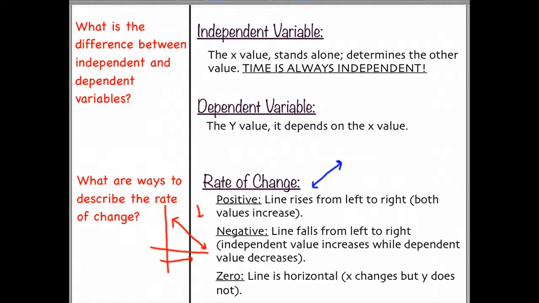Another thing we can find out is if our line is horizontal, it is 0, so it'll look like this. So that means x is changing all the time, but y does not change at all.